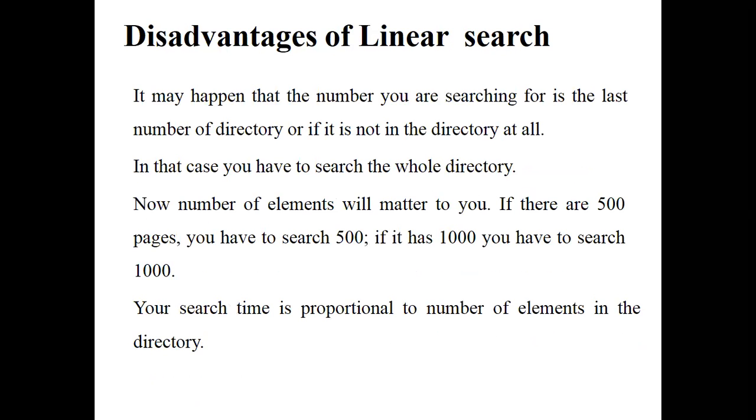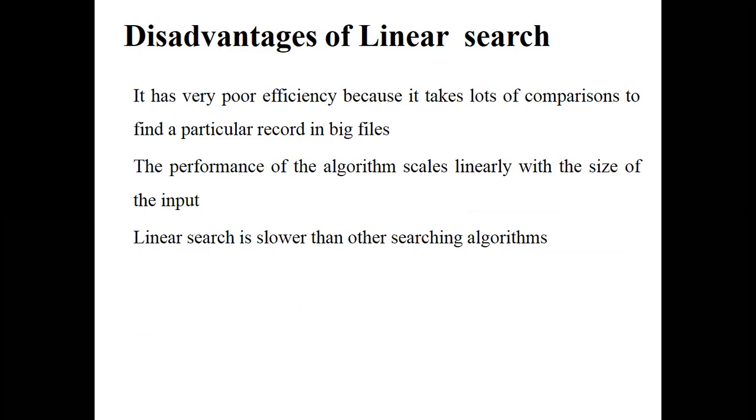However, the disadvantages we already discussed: if there are 10,000 or 100,000 indexes, then it will be very hard for you to check them all one by one, and your search time is proportional to the number of elements in the directory. If there are 10 indexes, it will take maybe 1 minute, and if there are 100,000, then it will take much more time. It has very poor efficiency because it takes lots of comparisons to find a particular card in a big file. The performance of the algorithm scales linearly with the size of the input. Linear search is slower than other searching algorithms because it has to check all the indexes one by one.